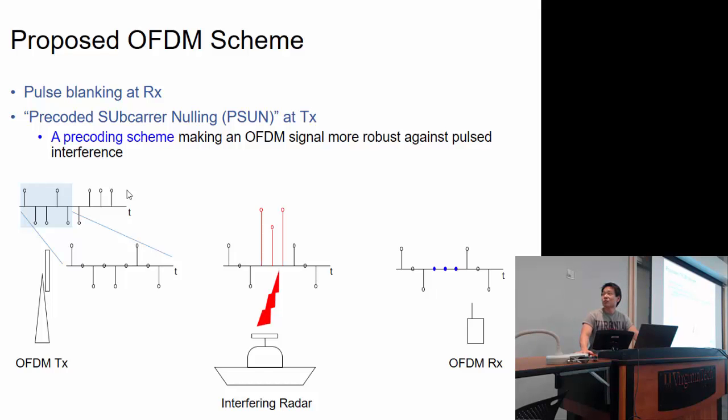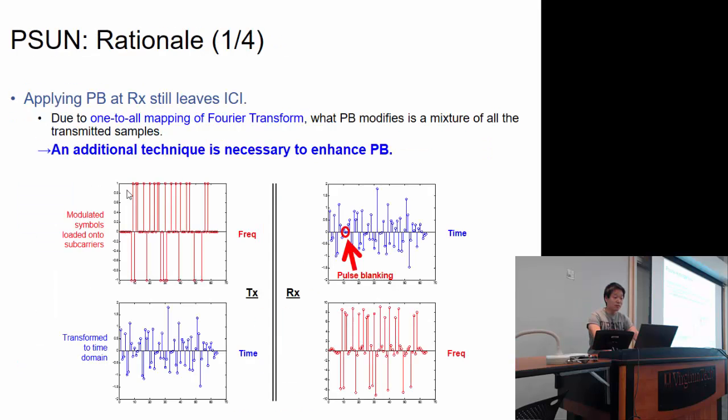And I wanted to put some additional burden at the transmitter because it's a downlink. So that was the starting point. So then, why does pulse blanking leave intercarrier interference?